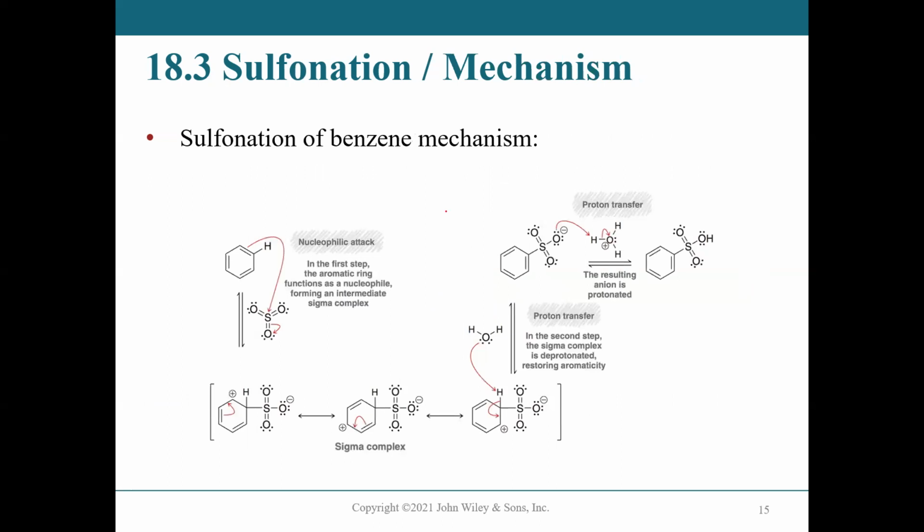So for the sulfonation, we have the nucleophilic attack. In the first step, the aromatic ring functions as a nucleophile, forming an intermediate sigma complex, and here's your sigma complex. That positive charge here can be stabilized by resonance. In the second step, the sigma complex is deprotonated, restoring aromaticity. So we're going to restore our aromaticity here. And we do get a proton transfer right here. That's how we get our SO3H product.